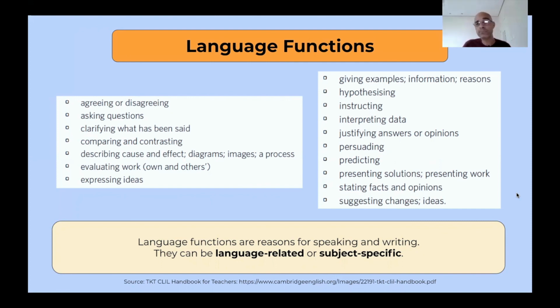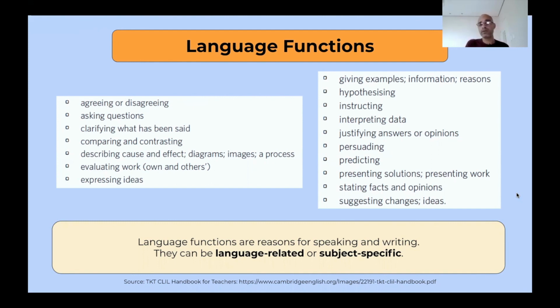But I also have subject-specific functions that may be specific to some classes that I'm taking. So I need to interpret data. But to interpret data, maybe I need to look at a graph. I need to look at data. And graphs and data, they are more connected to specific subjects, right? And I need to predict things. I need to study history and see what happened to predict what could happen in the future. I need to create hypotheses when analyzing scientific data or maybe numbers. So those are language functions that I need to be teaching.